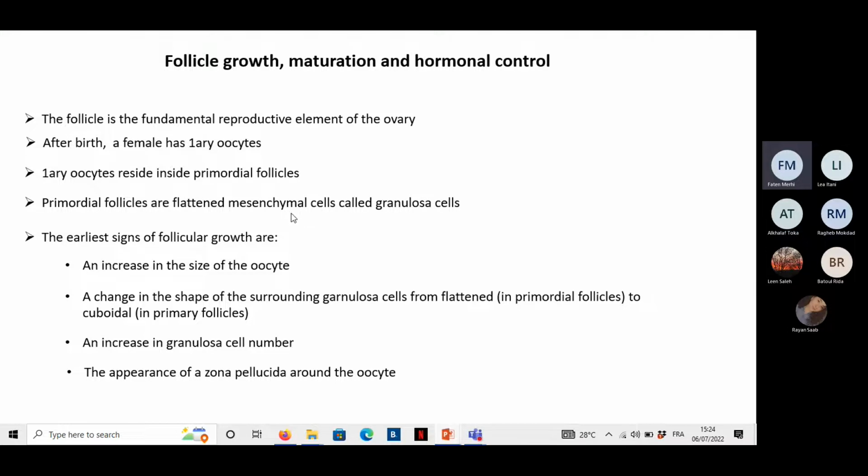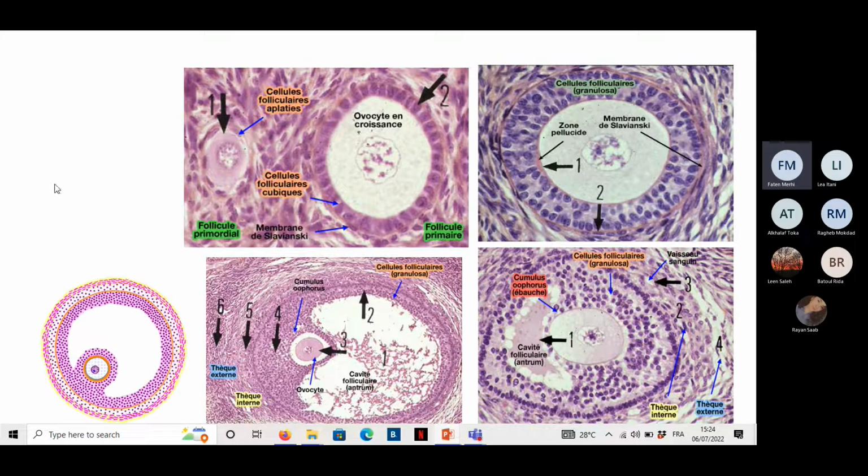And in fact, as you remember, when we talked in chapter 3 of the gonadogenesis, we said that the follicular cells are of mesenchymal origin, okay? So when we say flattened mesenchymal cells, we mean the follicular cells, that we call granulosa cells. The earliest signs of follicular growth: we will see a change in the shape of the surrounding granulosa cells from flattened to cuboidal, as I was explaining here. So those flattened follicular cells will become cuboidal, okay?